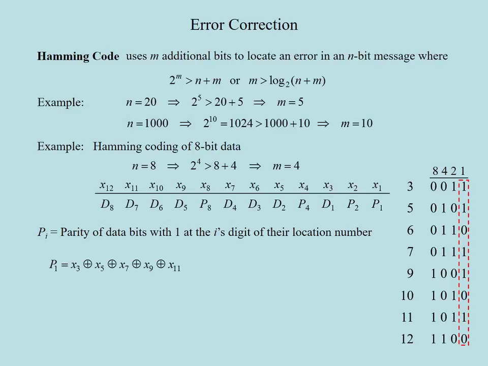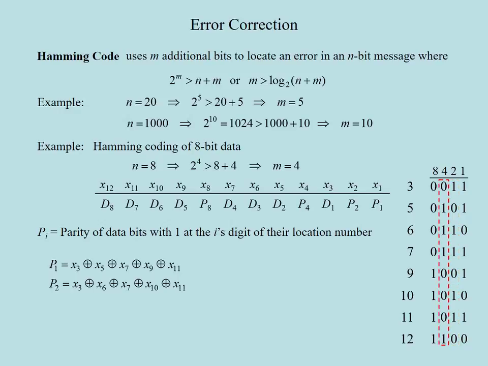So we write P1 as the parity, that is an XOR operation among X3, X5, X7, X9, and X11. Looking at the next significant digits of the data location numbers, we see a 1 for 3, 6, 7, 10, and 11. Therefore, P2 is equal to X3 XOR X6 XOR X7 XOR X10 XOR X11.